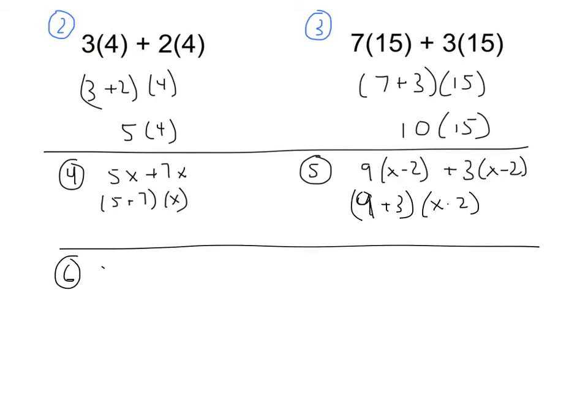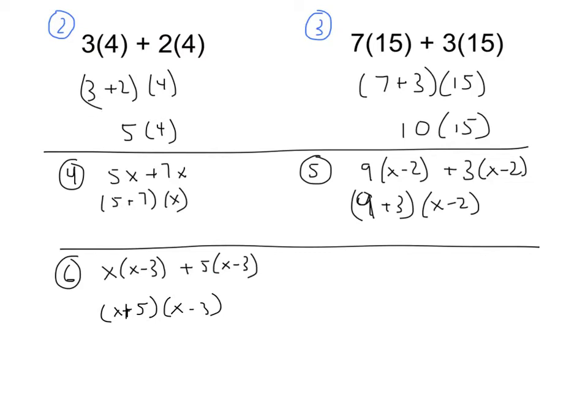If I had x times x minus 3 plus 5 times x minus 3, what does this mean? Well, it means I have x groups of x minus 3 plus 5 more groups of x minus 3. So that could be written as x plus 5 groups of x minus 3.